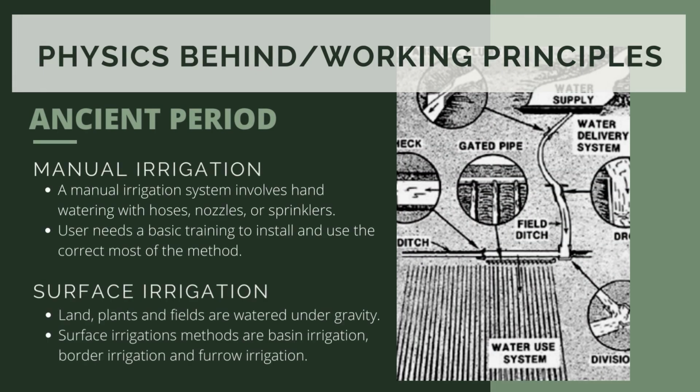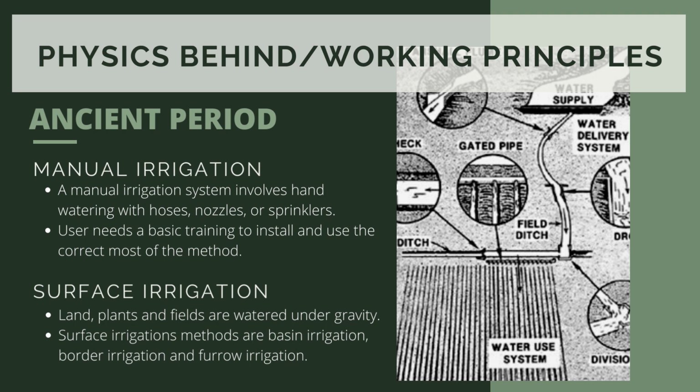Physics behind our working principle. In the ancient period, there were mostly two types of irrigation: manual irrigation and surface irrigation. Manual irrigation system involves hand watering with hoses, nozzles, or sprinklers. Labor is used in this type of irrigation. Users need basic training to install and use the correct method.